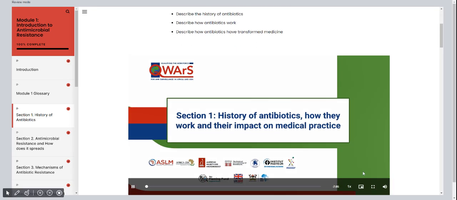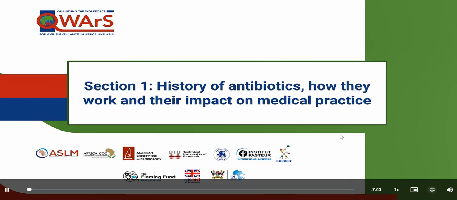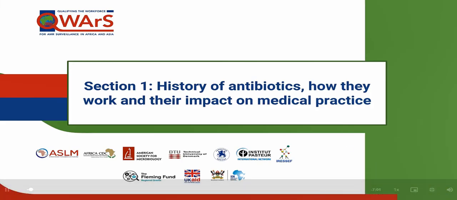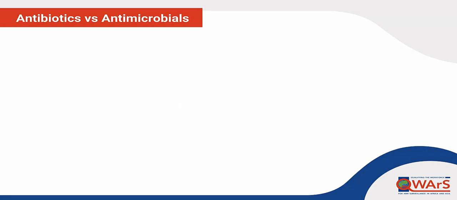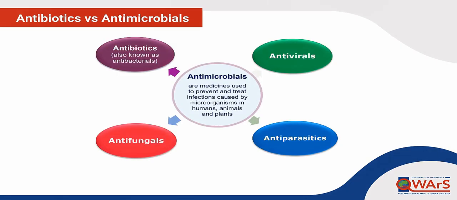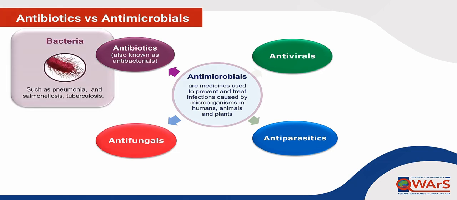Welcome to section 1. In this section, we will look at the history of antibiotics, how they work, and their impact on medical practice. Often there is confusion on the use of the terms antibiotic and antimicrobial. The term antimicrobials is an umbrella term referring to several kinds of medicines, including antibiotics, antivirals, antifungals, and antiparasitics.